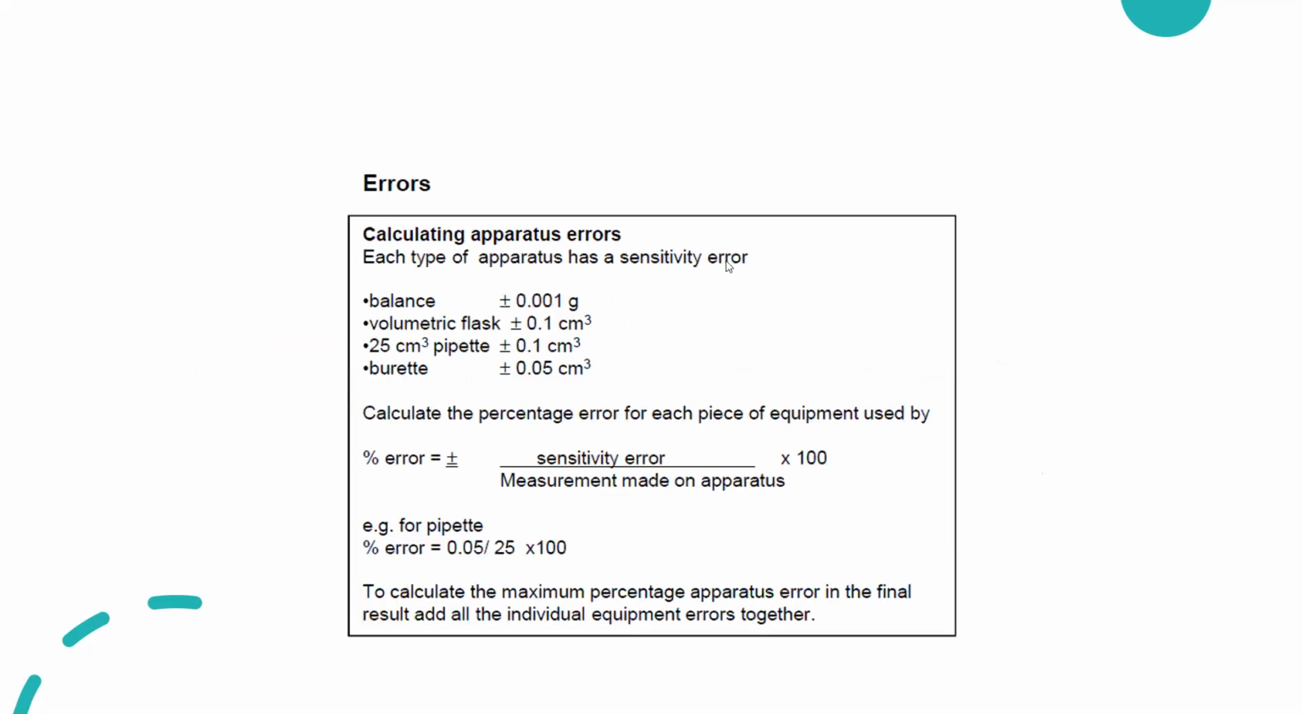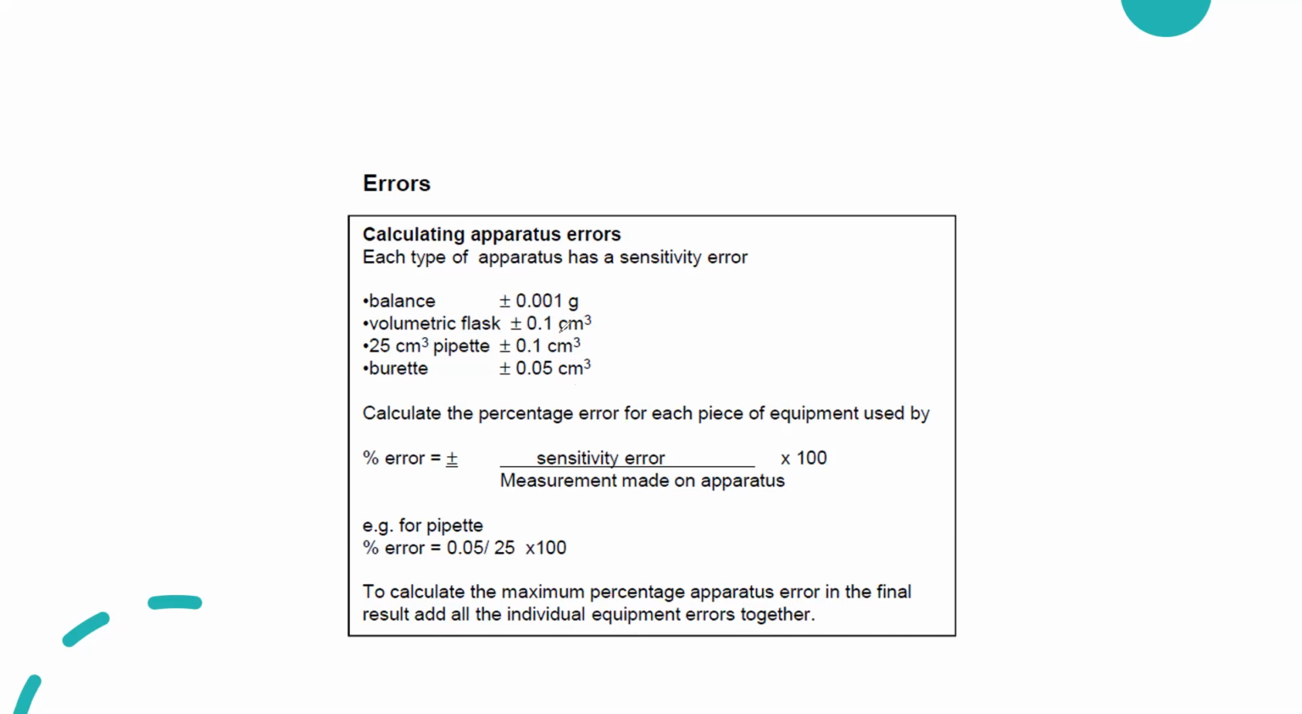Then how do we work out the errors of the apparatus? For example, if I say a balance is 0.001 gram accurate, that's the least count; the same for volumetric flask, pipette, burette. So the percentage error is sensitivity divided by measured value, multiplied by 100. For example, if we use a 25 cm³ pipette, or we use a burette. To calculate the maximum percentage apparatus error in the final result, add all the individual equipment errors.